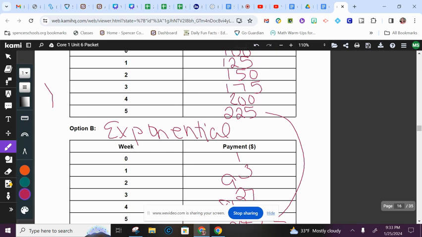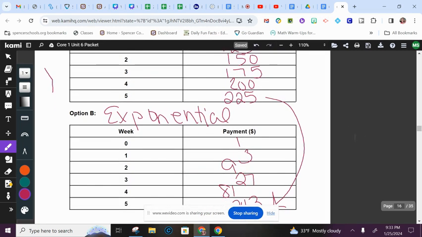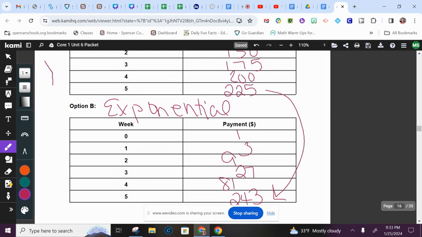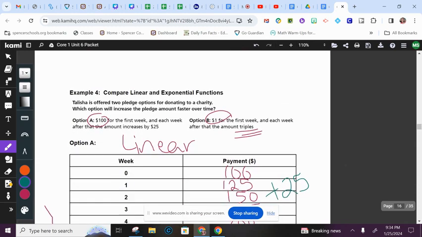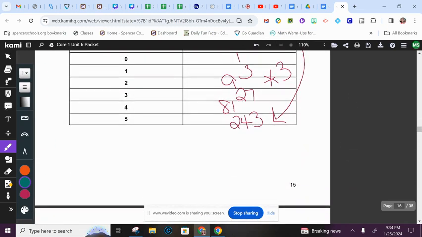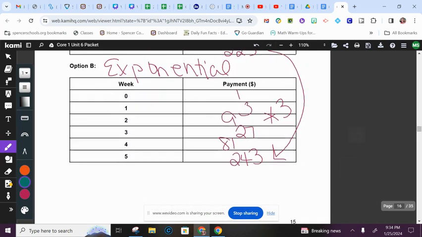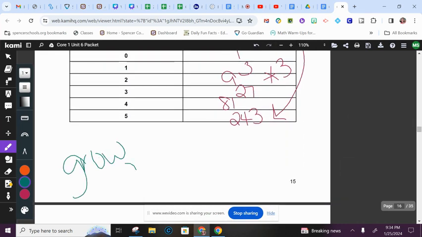Exponential. And you're going to already know that the exponential is going to grow at a fast rate because this one you're multiplying by 3, and this one you're just adding 25. And of course, the idea of multiplying by a number greater than 1 is going to be faster than adding a constant rate over and over and over. So the answer is exponential. This is going to grow faster because you're multiplying instead of adding the same number each time.